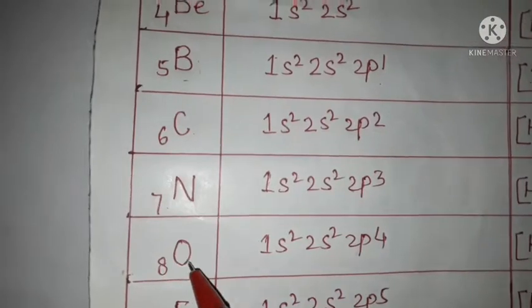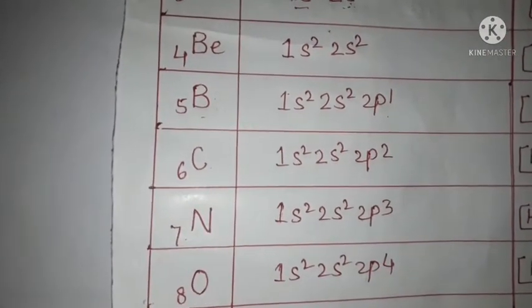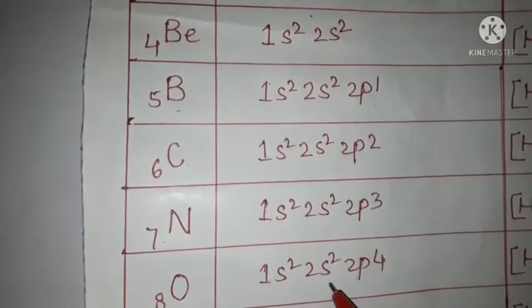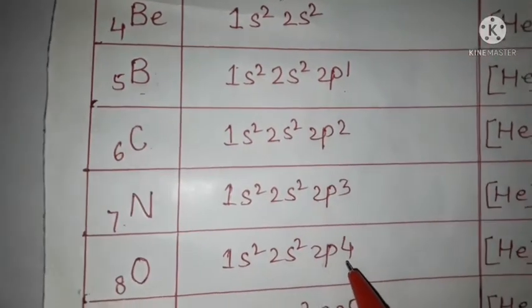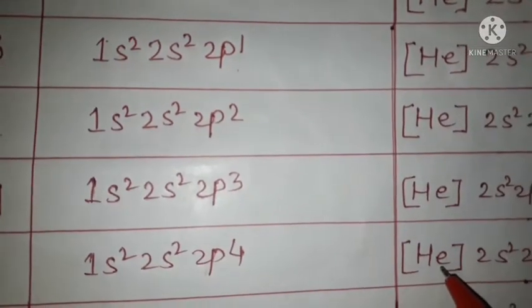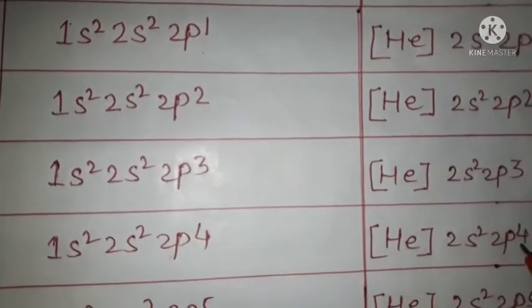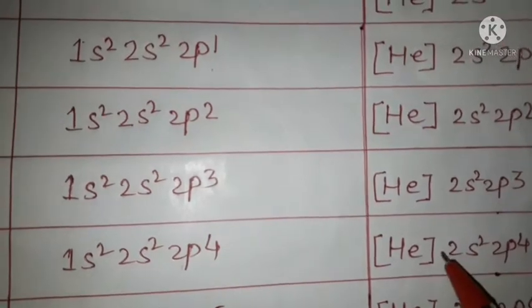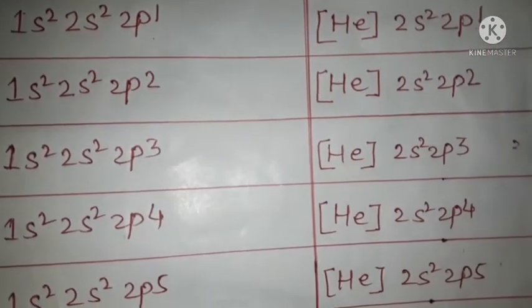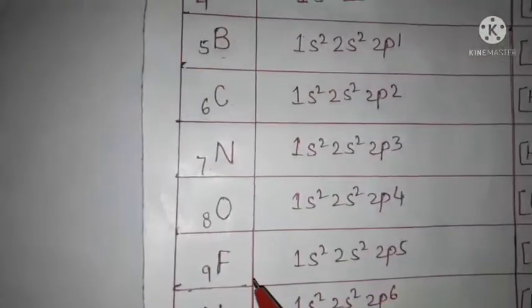Now next oxygen, Z of oxygen is 8, we write 1s2, 2s2, 2p4. Now in short form He 2s2, 2p4. Now 2, 2, 4, that is 8 electrons.